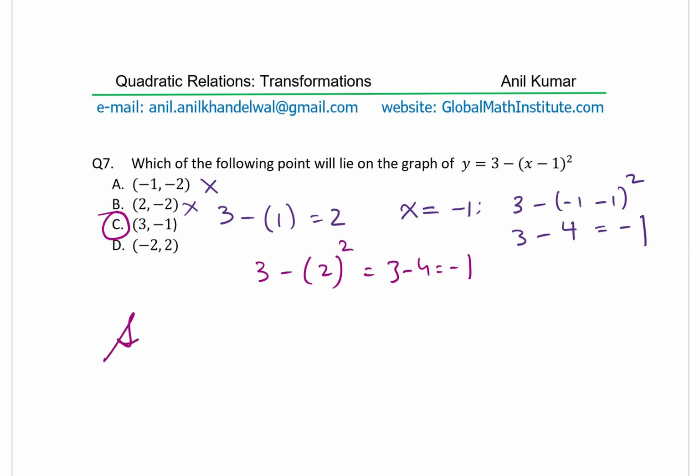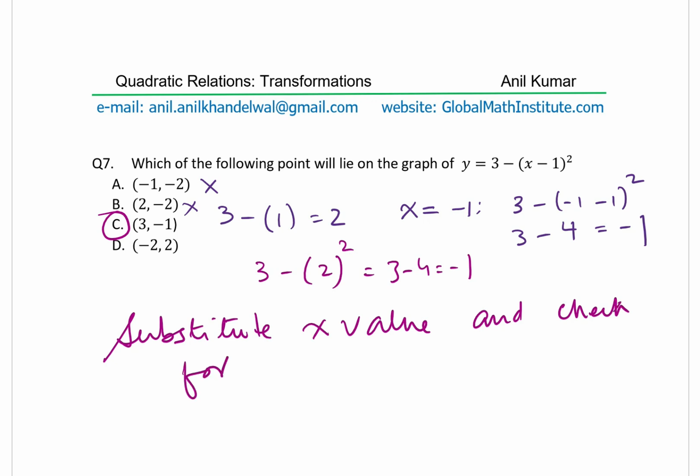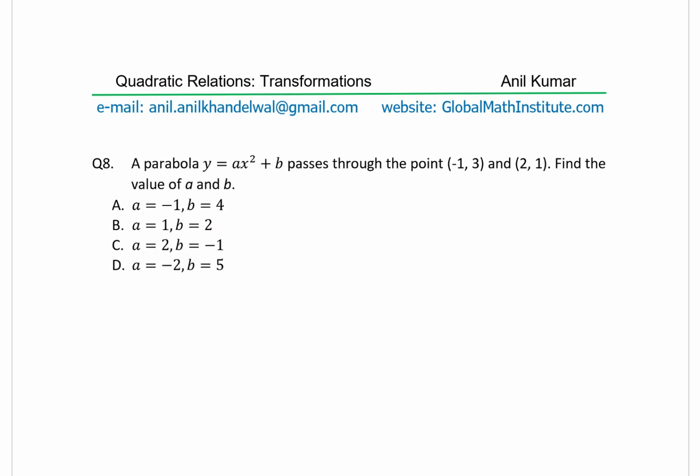So we'll substitute the x value and check for y. Is that clear to you? That will be the strategy.